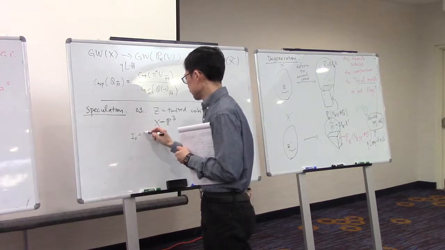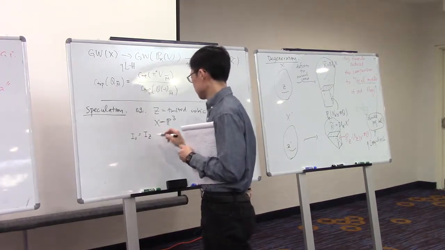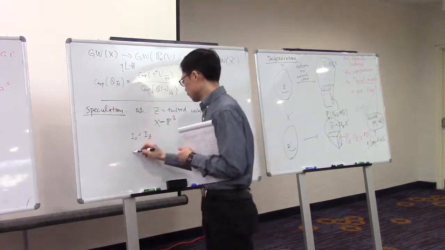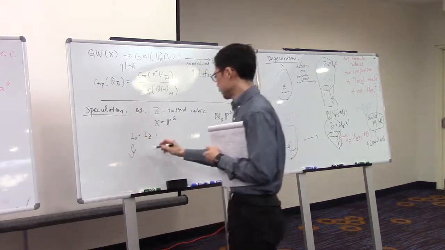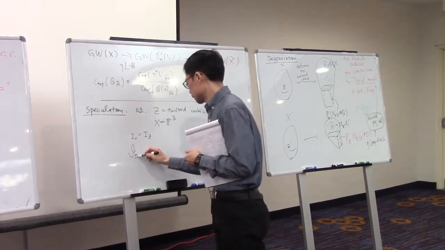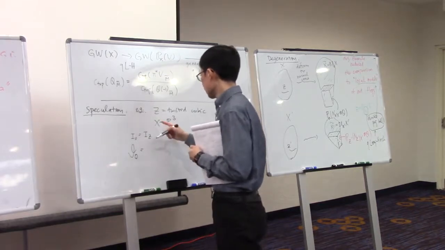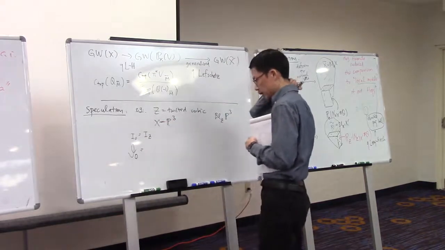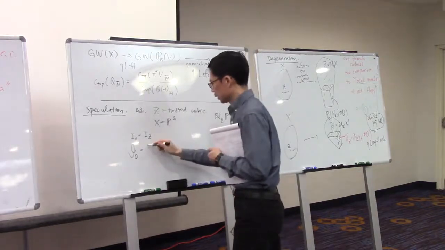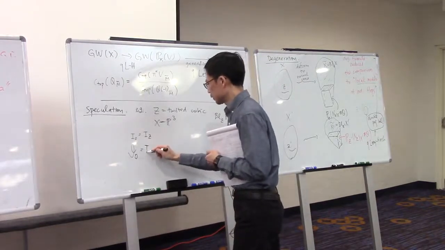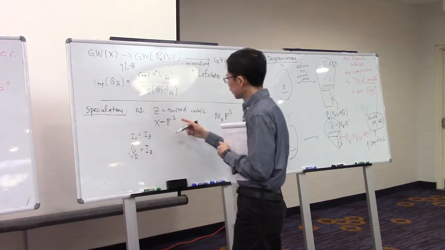So that I0 is IZ. But then you can try to make this into a family of ideals over P3 cross A1 or P1, such that this guy is the same as IZ. But then you just freely deform.